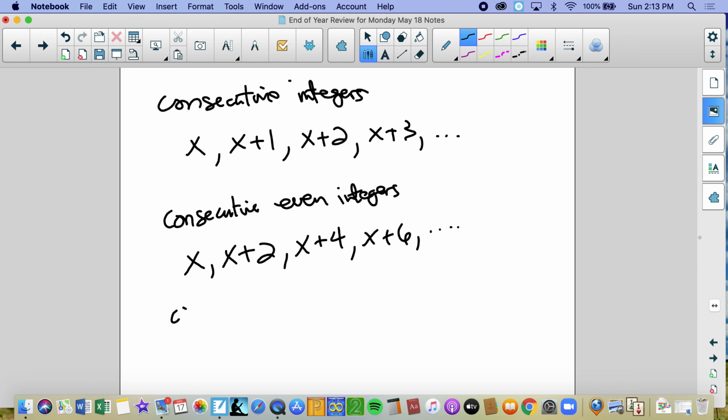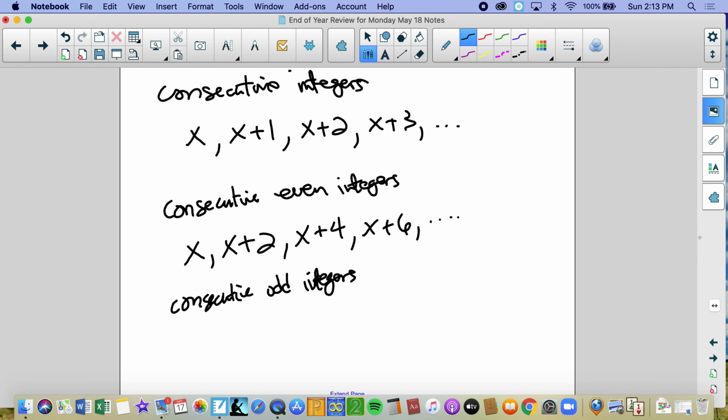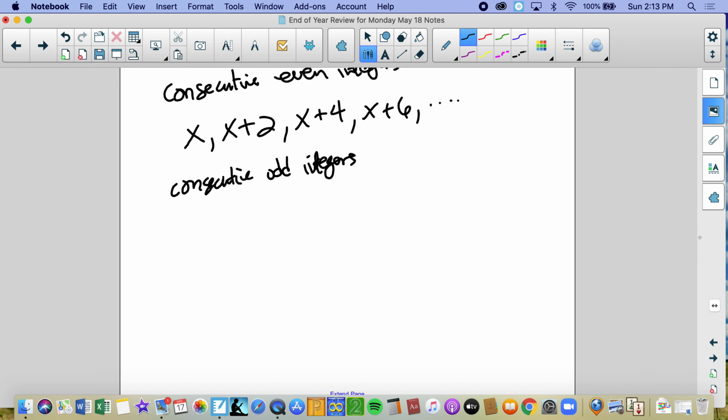What if I ask for consecutive odd integers? This is tricky. People make a lot of mistakes here. What's the first one? Well, it's going to be x. What's my next consecutive odd integer? What's it going to be? Is it going to be x plus, not 1, plus 2? Wait a second, Mr. Mack, you told me it has to be odd.